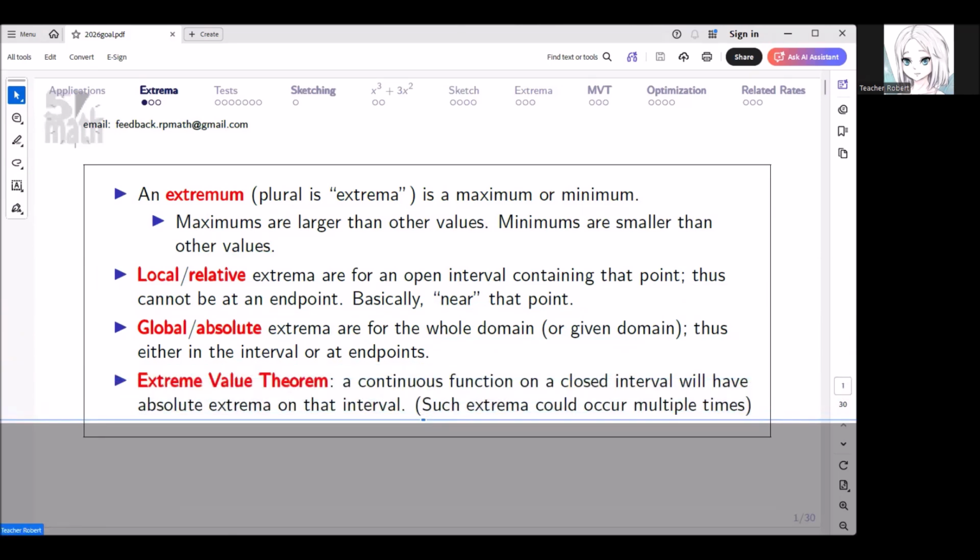Extreme value theorem. A continuous function on a closed interval will have absolute extrema on that interval. Such extrema could occur multiple times.